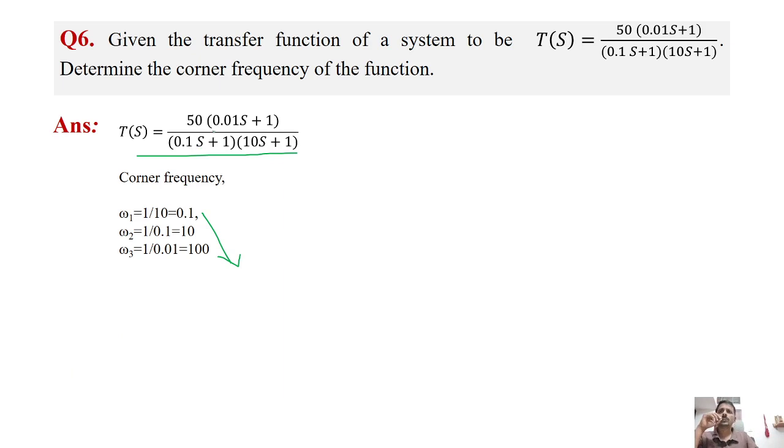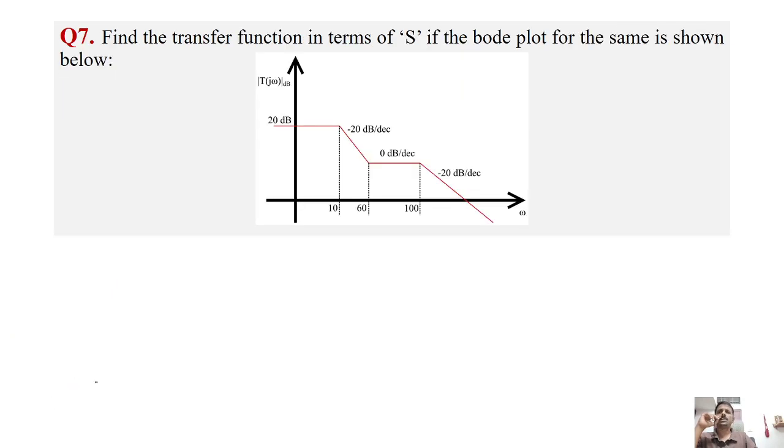Which is the least one, that is the least frequency, because of the coefficient of this one, that is 10. So 1 by 10 is 0.1, 1 by 0.1 is 10, and 1 by 0.01 is 100. So I have written them in ascending order. So these are the corner frequencies of that system. So this is the answer or the solution to this question. So it's a straightforward question. So we'll go to the next question.